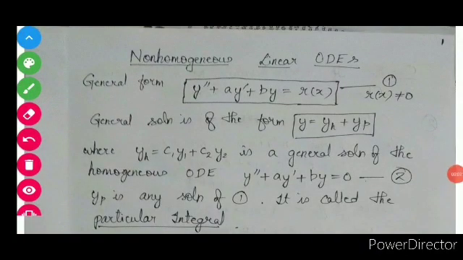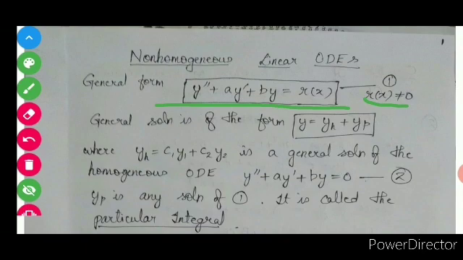In this video, we will be looking at how to solve non-homogeneous linear ordinary differential equations. The general form of a non-homogeneous linear ordinary differential equation with constant coefficients is y double dash plus ay dash plus by equal to r of x, where r of x is not equal to 0.